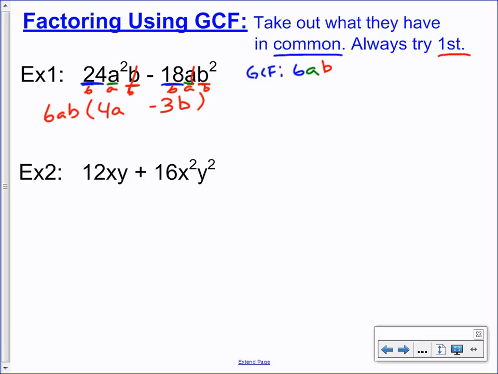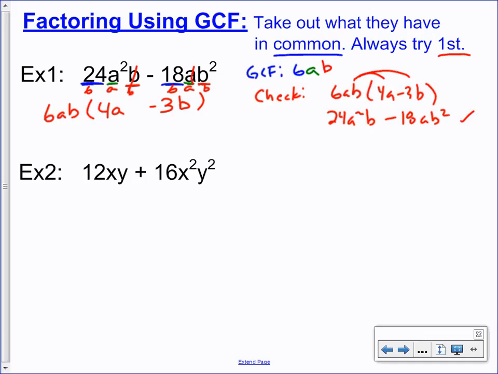Do you believe? Here's how you check. If you doubt yourself, check it. We have 6ab times 4a minus 3b. How can we check it? Multiply, FOIL. If you were to distribute, 6 times 4 is 24a squared b minus 18ab squared. Does that bring you back to the beginning? Yes. So that is completely factored.